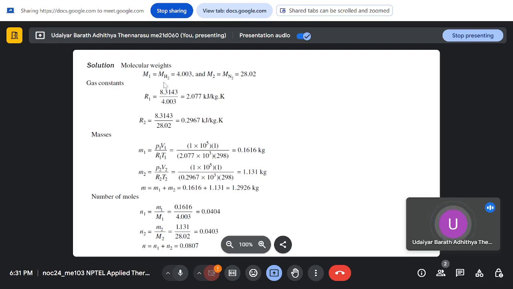So the number of moles of hydrogen is your mass of hydrogen divided by the molar mass. So it gives us 0.0404 moles of hydrogen getting mixed with nitrogen. Similarly, N2, mass of nitrogen divided by molar mass of nitrogen, comes out to be 0.0403. So we see, even though there is a big difference in mass, the moles are equal.